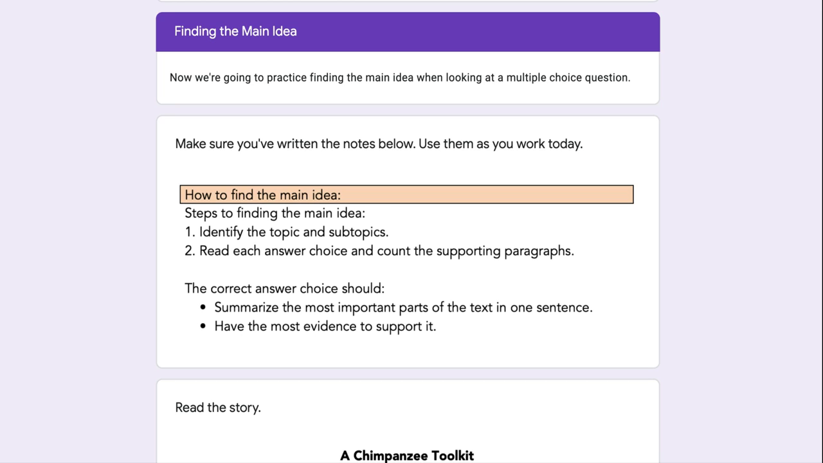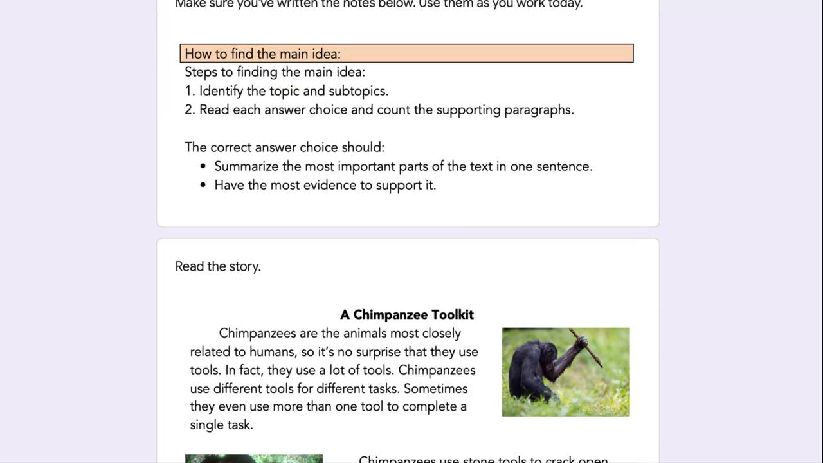Kipsters, now we're going to practice how to find the main idea. As a reminder, our steps are to first identify our topic and subtopics. That's actually what we did the first time we read this story. And then we're going to read each answer choice and count the supporting paragraphs. Remember that the correct answer choice should summarize the most important parts of the text in one sentence and should have the most evidence to support it.